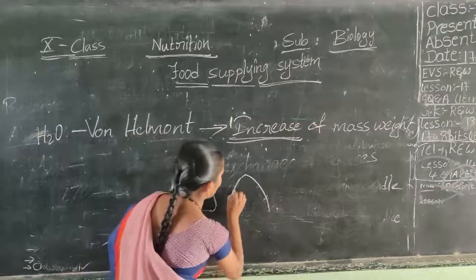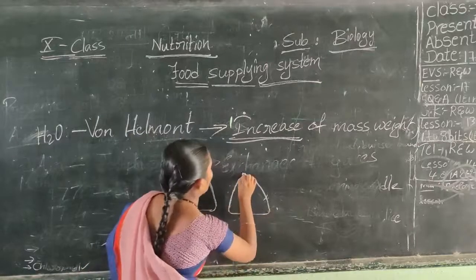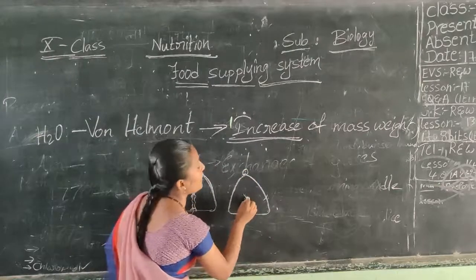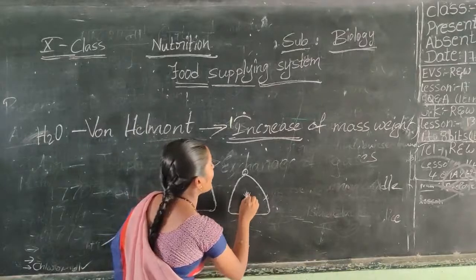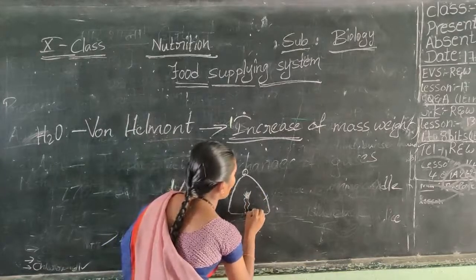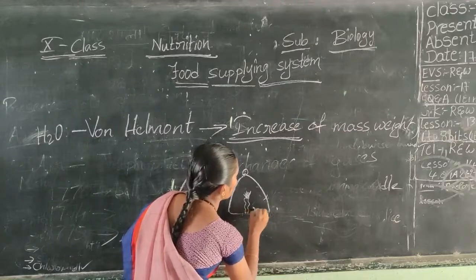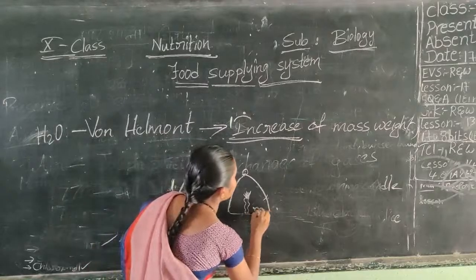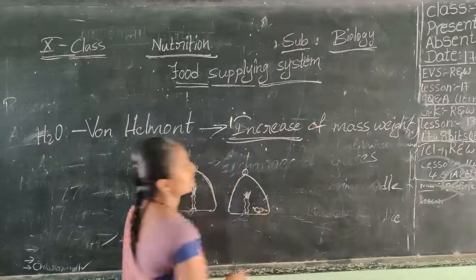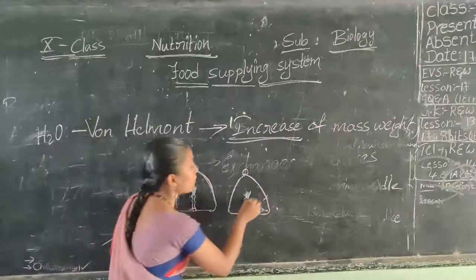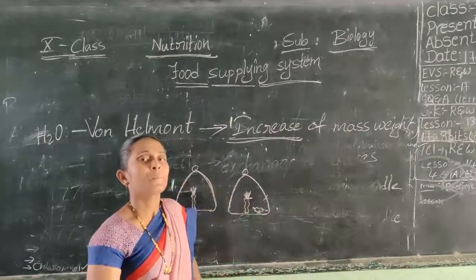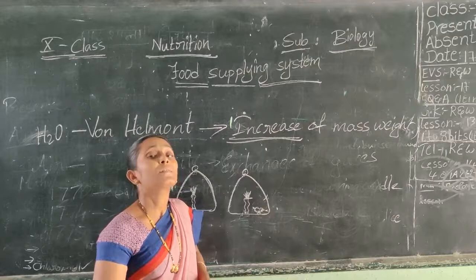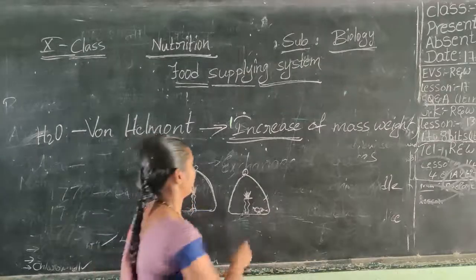So here, this is the burning candle. Along with the burning candle, he kept a rat and a mouse. These are the experimental animals. After a few minutes, he observed that the candle turned off its flame, and the mouse was suffocated, in the sense that it was in an unconscious state.